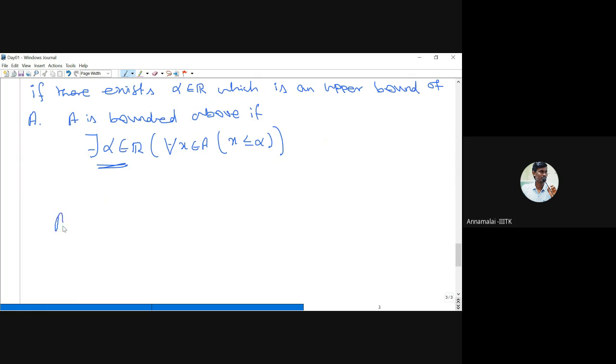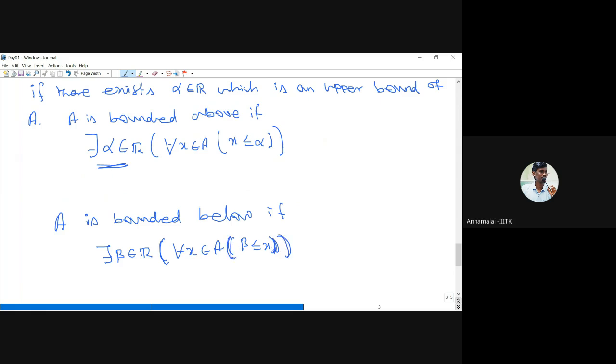Set A is said to be bounded below if there is at least one lower bound that exists. That is, there exists a beta in R such that if you take any element x in A, beta is less than or equal to x. So this bracket is very important. This means we can write the statement layer by layer.